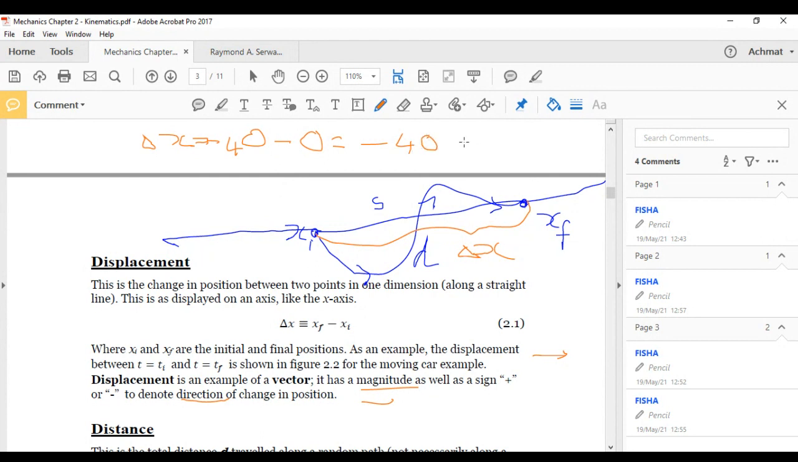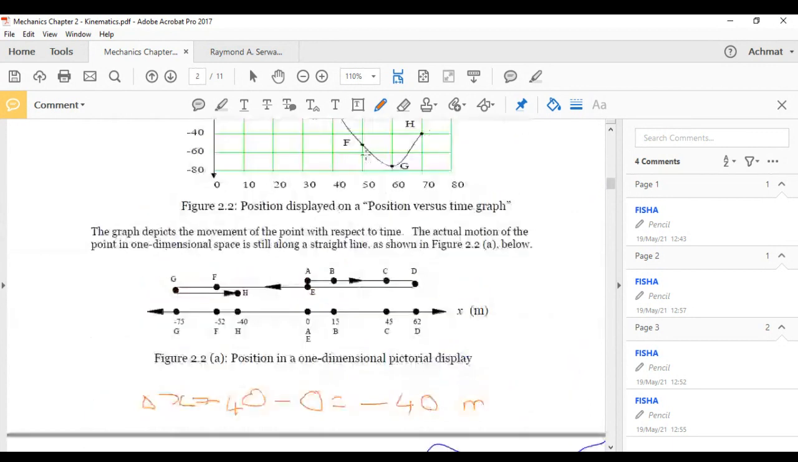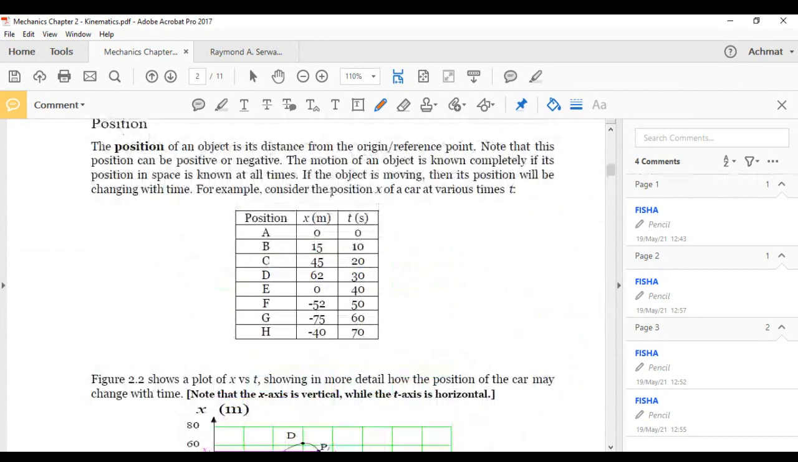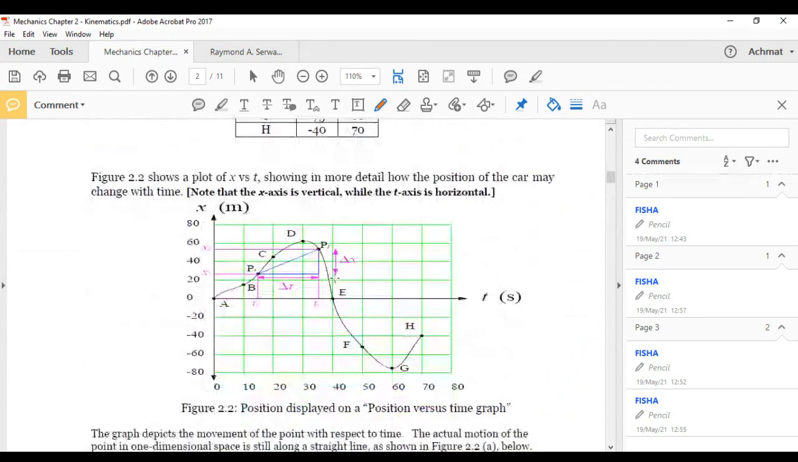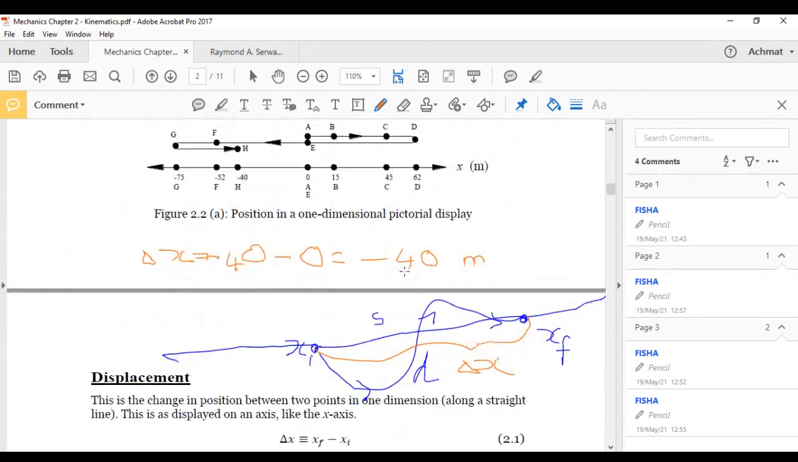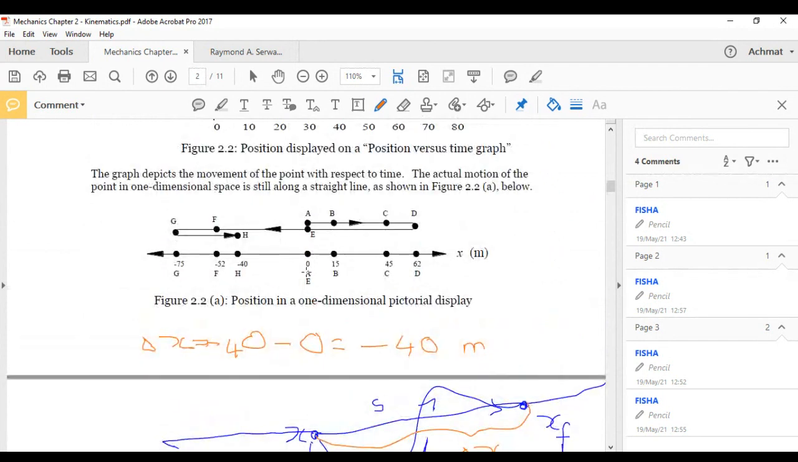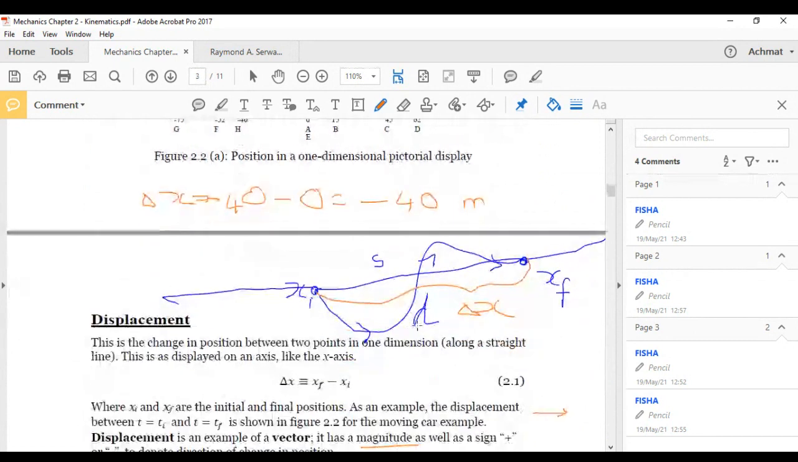In this case, what was it, centimeters or meters? I think it was meters. Let me just confirm that. Yeah, meters. Between A and H, the displacement is just minus 40 meters. So from your reference position, it is 40 to the left. Do you see that? So that is your displacement between those two.